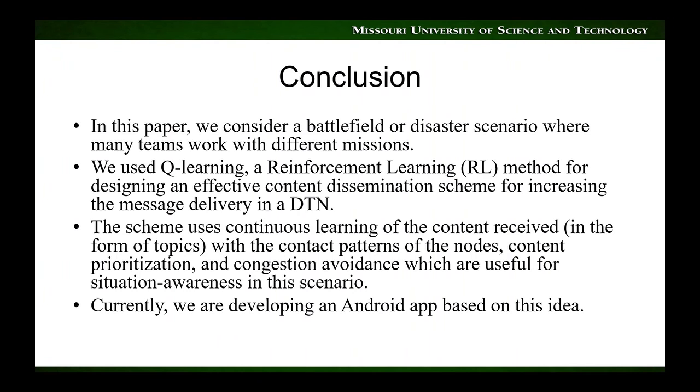So in this paper, we considered a battlefield or disaster scenario where many teams can work in different missions. Then we used the Q-learning method, which is a reinforcement learning method, for designing an effective content dissemination scheme. Our scheme uses continuous learning of content received and the contact patterns of the nodes, and thus it can calculate content prioritization and congestion avoidance.